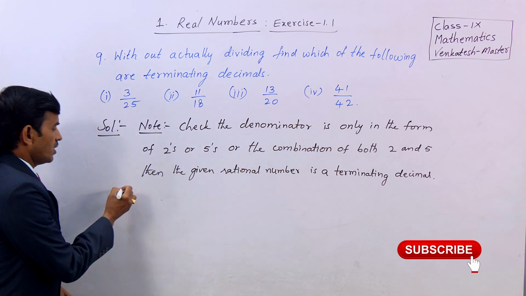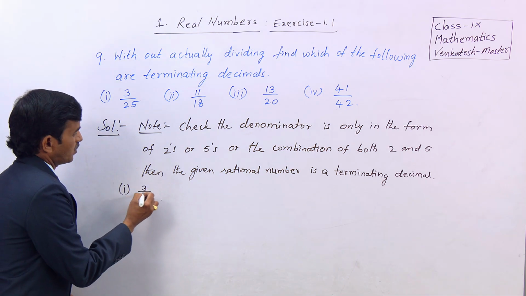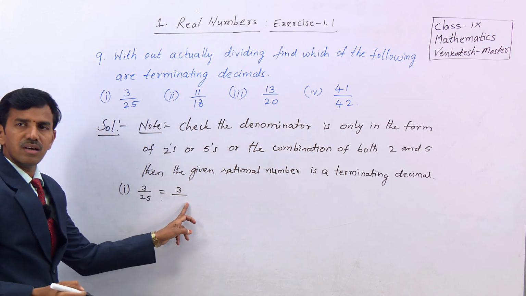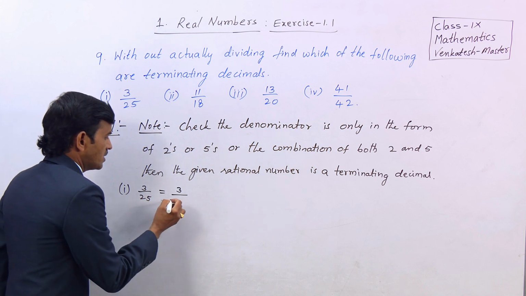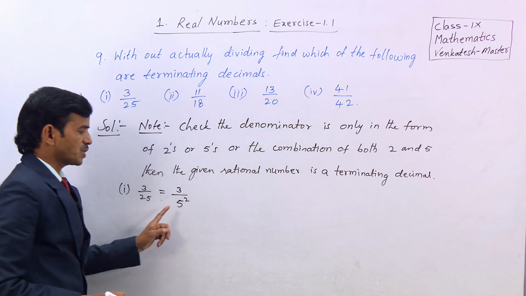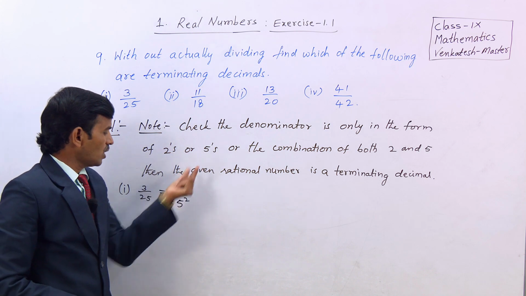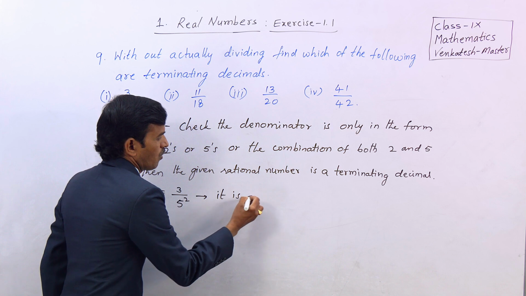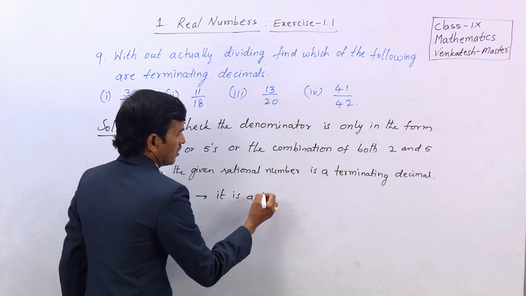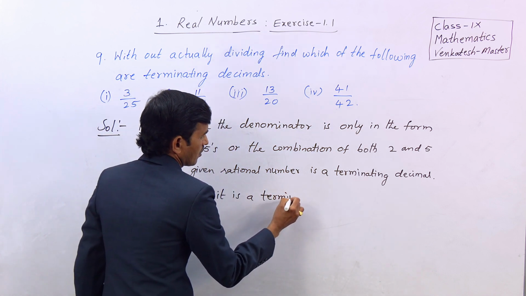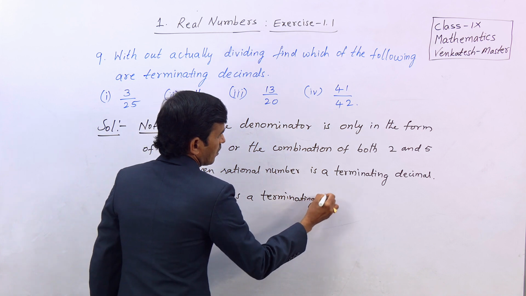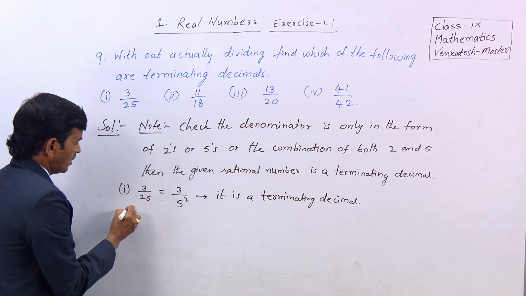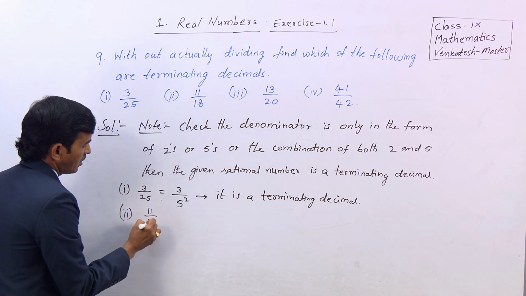So consider the first question, that is 3 by 25. Convert this in the form of 2 power n and 5 power m. That is, 25 can be written as what? 5 square. As the denominator has only 5s, then it becomes what? A terminating decimal. Right? Second one, if you consider, what is it? 11 by 18.